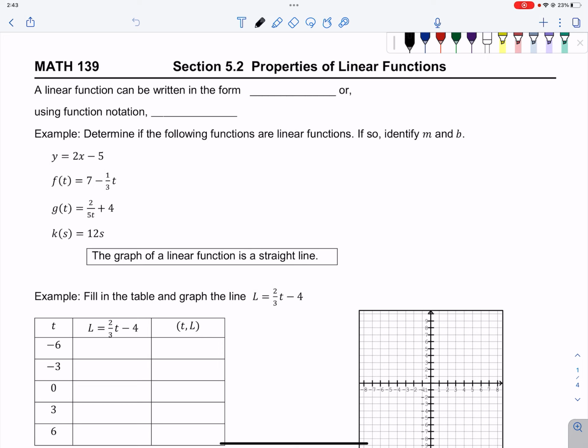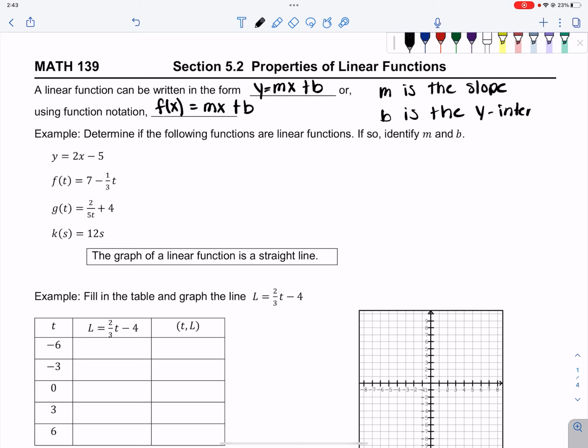A linear function is a function that can be written in the format y equal to mx plus b, or if we want to write this using function notation, f of x equal to mx plus b, where in the linear function here, m is the slope of the function, which we'll talk about more later on, and b is the y-intercept, meaning that's where the graph is crossing the y-axis, the vertical axis.